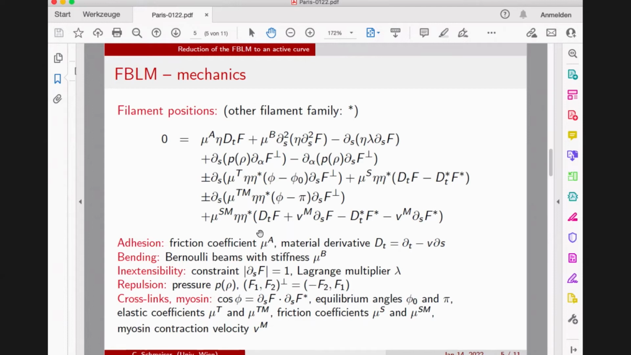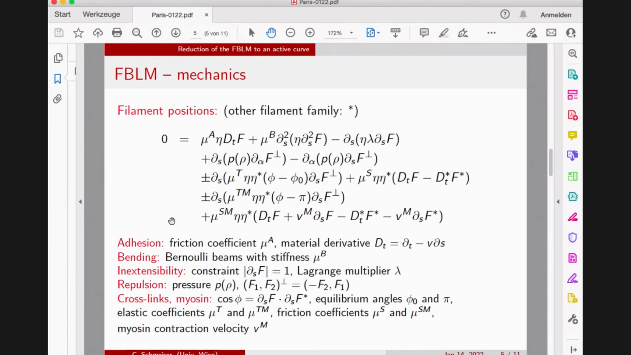And they also produce some kind of friction, however, shifted by a certain velocity, Vm, which is the contraction velocity. The myosin tries to contract the actin filaments, and that is useful. Okay, so you see, quite a complicated model.